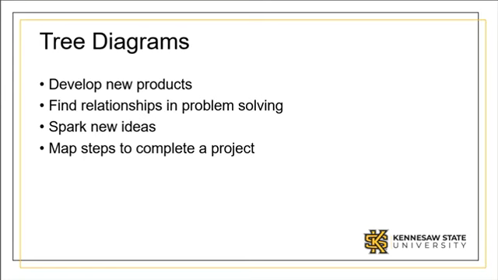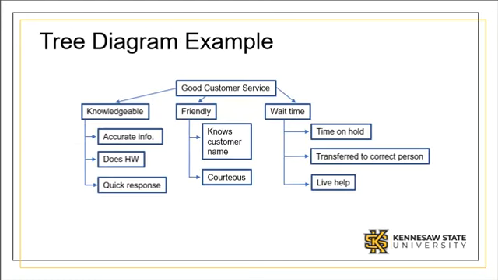Affinity diagrams and tree diagrams use the same information. After ideas have been organized, the cards can be aligned according to their appropriate levels on the tree diagram. Here is an example of a tree diagram for good customer service. The higher level attributes are immediately followed by secondary attributes and so forth.